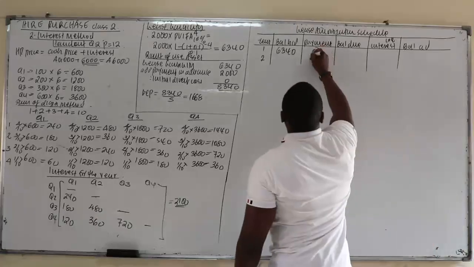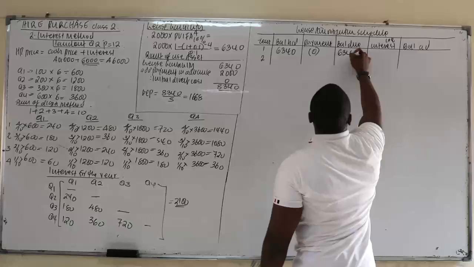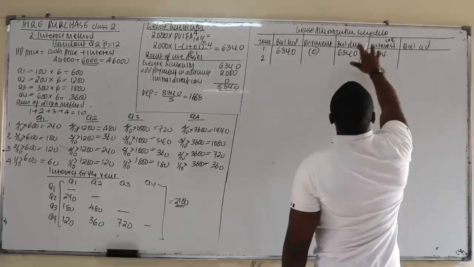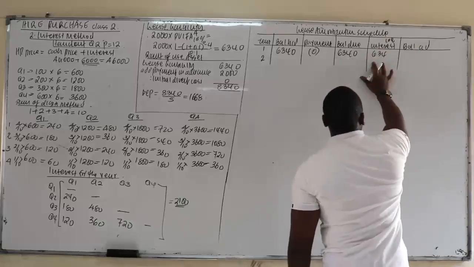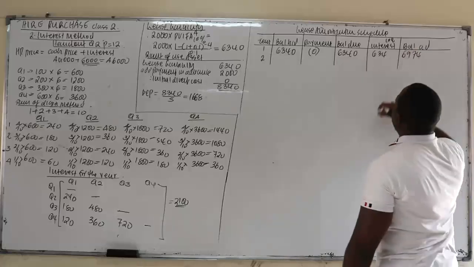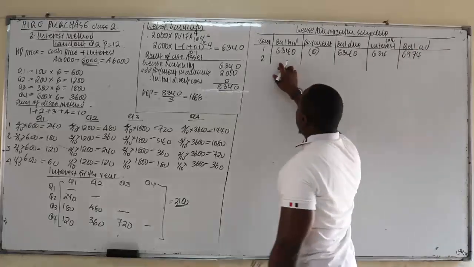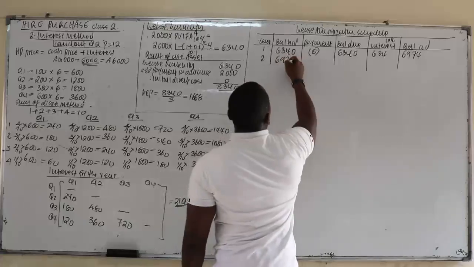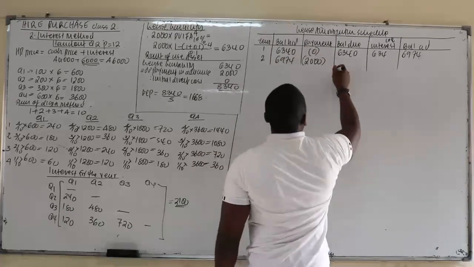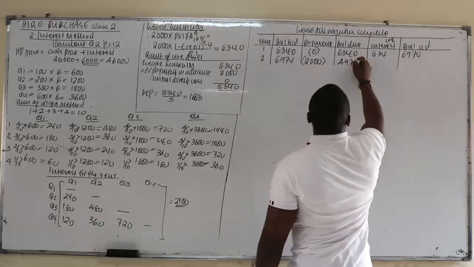So payment for the first year is 0. You will get 6340. 10% is 634. Balance carried down, you take the balance due, you add the interest, and this one you get 6974. The balance carried down becomes the opening balance, 6974. Then we pay in advance, and the payment is 2 million, and the balance will be 4974.